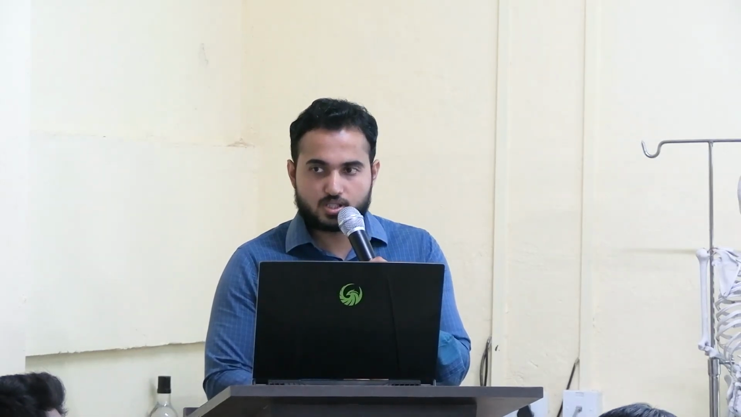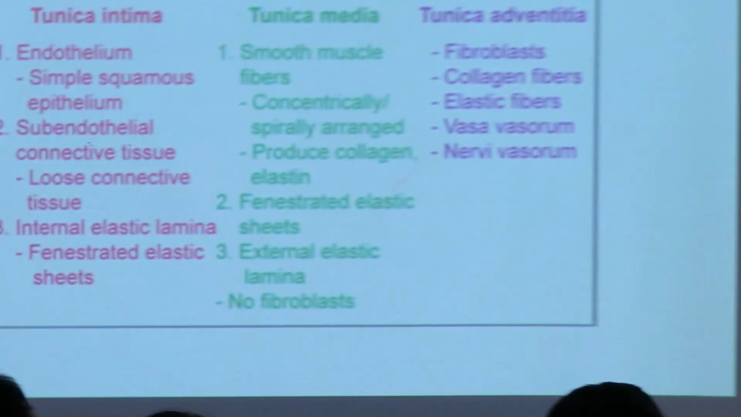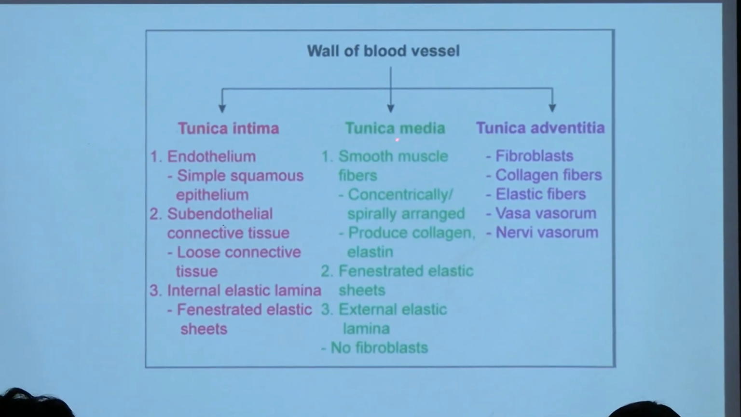Fenestrated sheets means tiny or micropores are present. That is the fenestration. Microscopic pores are present. So that is the fenestrated elastic sheets, made up of elastic fibers. Second layer, the middle layer, is called tunica media.